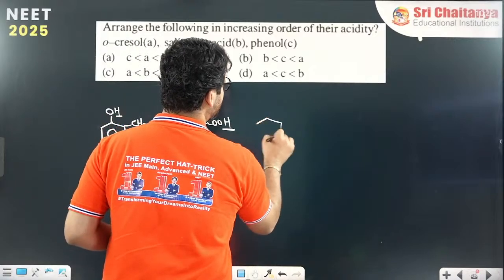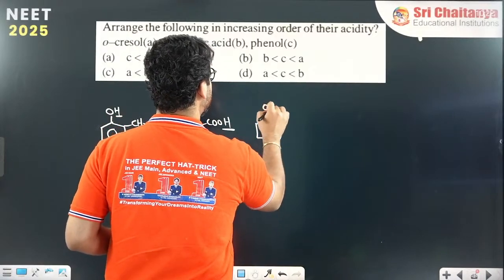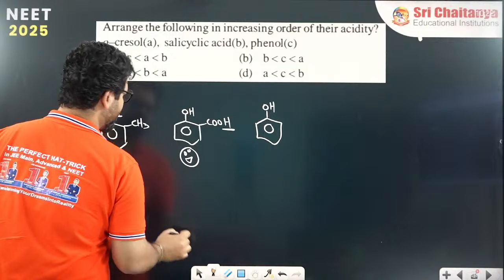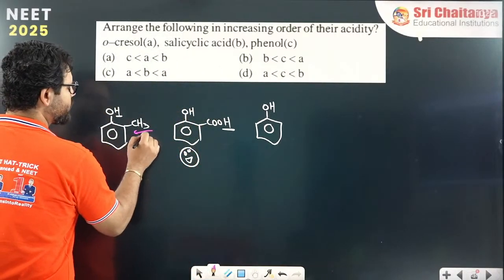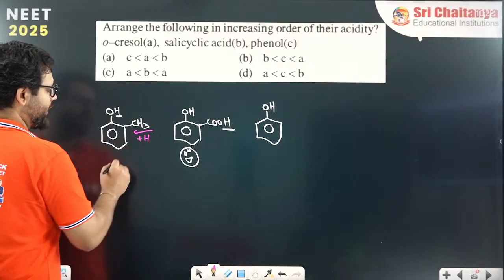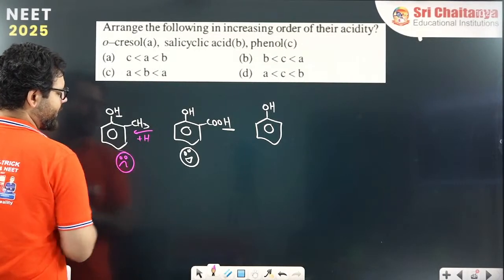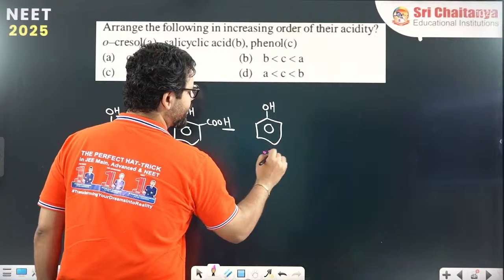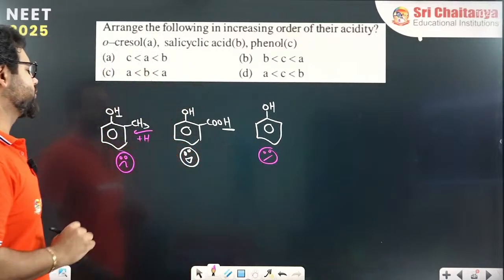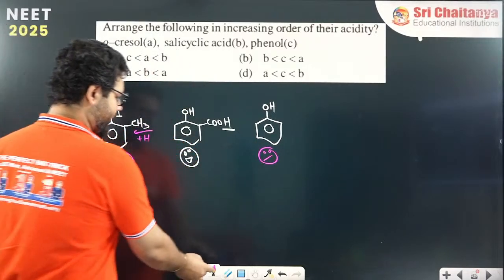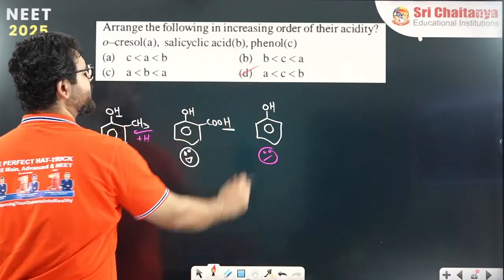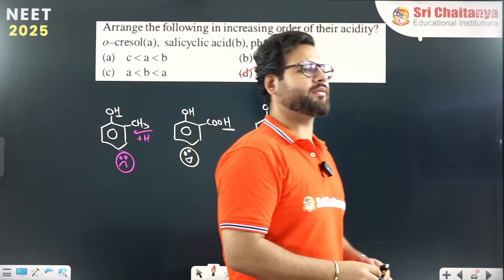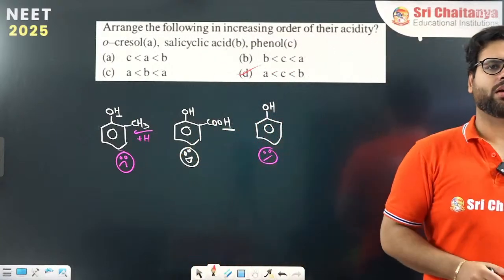Then just a phenol. So when we compare phenol and cresol, in cresol there is plus hyperconjugation and plus I effect of methyl, which will make it a bad acid, and this will be somewhat better than the cresol. So option will be A is the worst and B is the best. D option. Yes, just one correct. Okay.